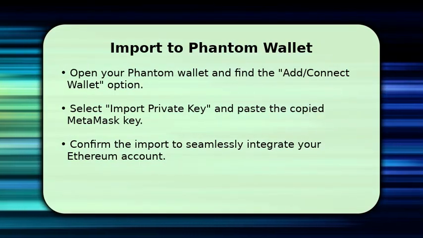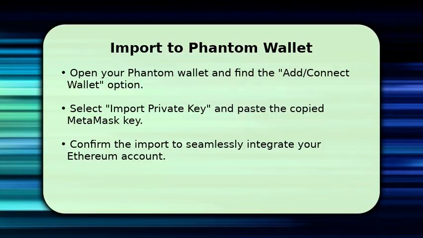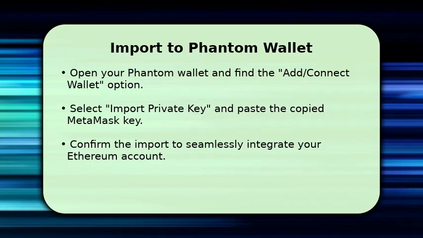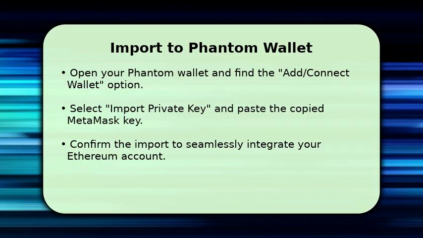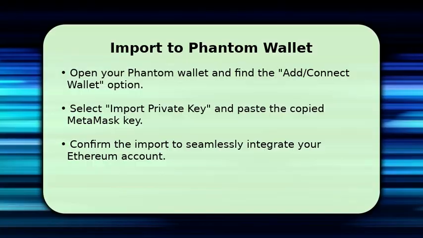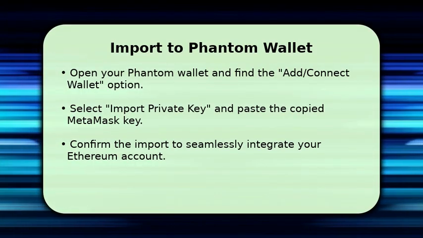Now open your Phantom wallet. Look for the Add/Connect Wallet or Import Wallet option, usually found by clicking the plus sign or the wallet icon. Choose Import Private Key from the available options. Carefully paste the private key you copied from MetaMask into the designated field. Give your new imported account a recognizable name, then confirm the import. Your MetaMask account is now linked.